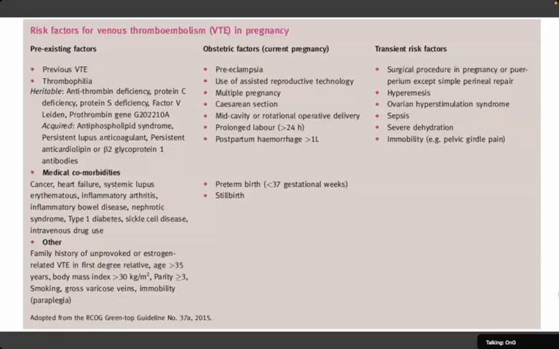Then there may be factors associated with the current pregnancy, such as preeclampsia, multiple pregnancies, and so forth. There's also what is called transient risk factors, and these are risk factors that resolve after they've provoked the initial VTE, such as recent surgery, or a patient who has hyperemesis, which then resolves as the pregnancy progresses.